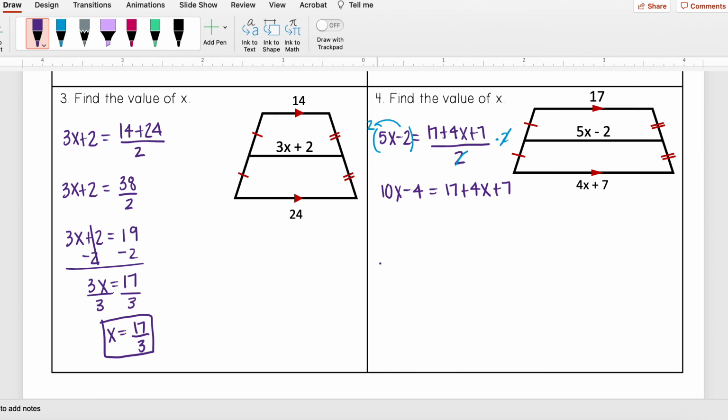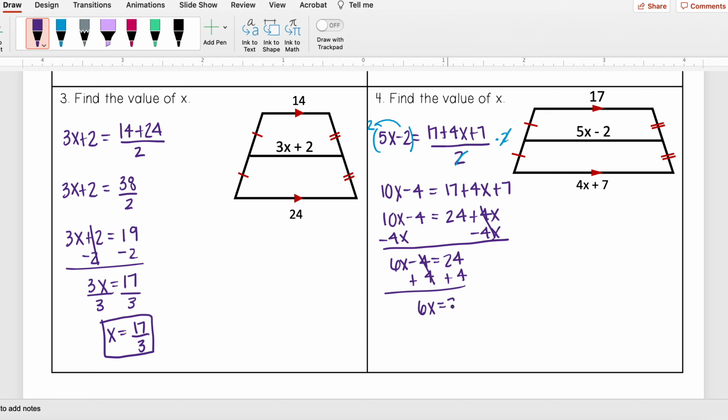Now I can simplify this out. 17 plus 7, I get 24. Subtract 4x from both sides. Add 4 to both sides. And then divide both sides by 6. When I simplify that fraction, I get that x is equal to 14/3.